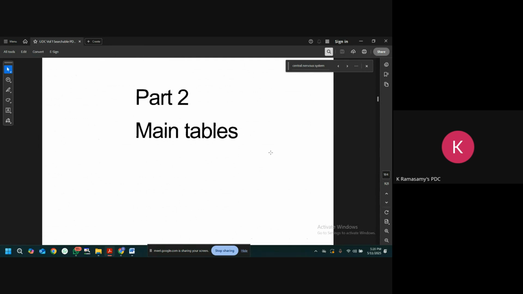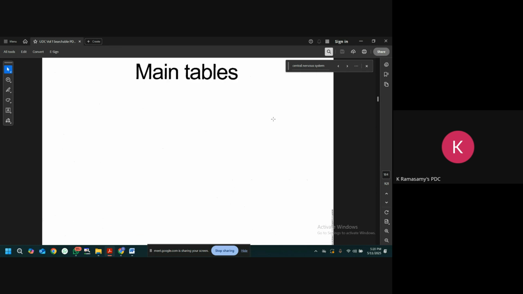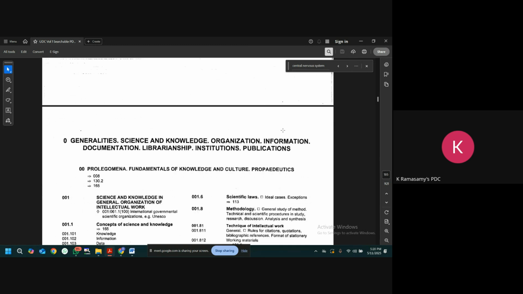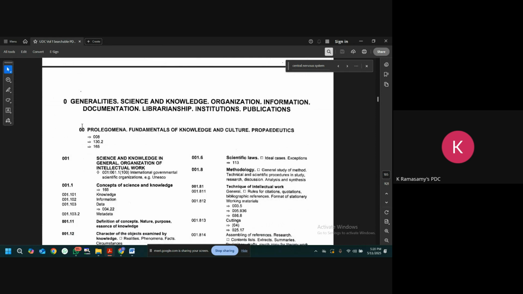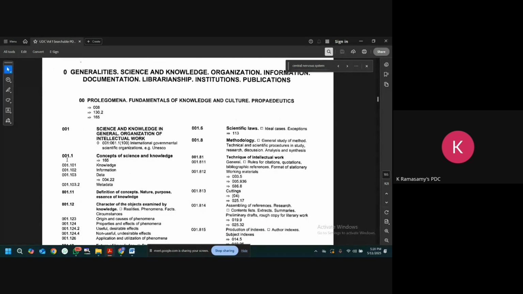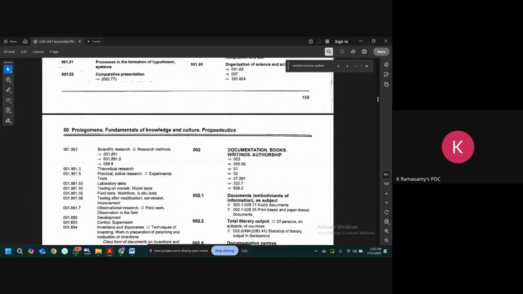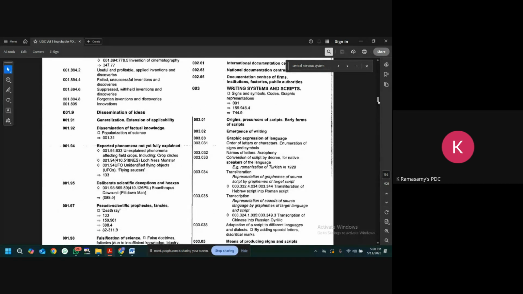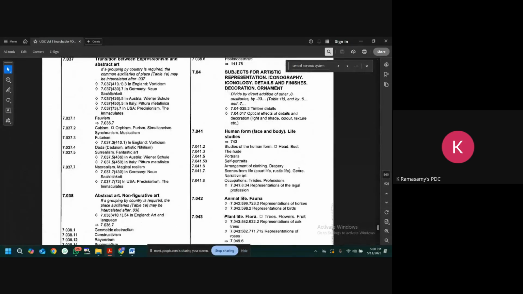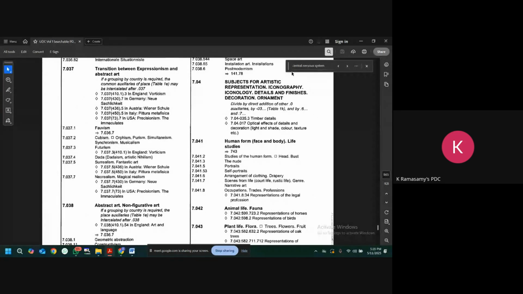Then part 2 in volume 1 talks about main tables. See, main tables in the sense we start from 0, just like DDC starts from 000 and ends with 999. In the same way, here also UDC starts with 0, which stands for generalities, general science, all those things. And they say 00, 0.1, just like hierarchical subdivision, subjects are arranged. Starting from 0, it goes on till 1, 2, 3, 4 is vacant, then 5, then 6, then 7, then 8, then 9. So that's what UDC volume 1 is all about.